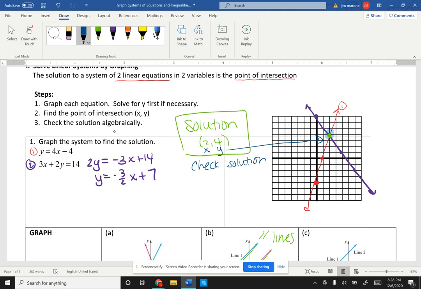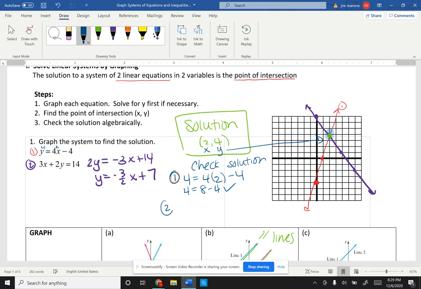So if we check the solution in my first equation, I substitute x is equal to 2 and y is equal to 4. So in my first equation, I substitute x is 2 and y is 4. So 4 is equal to 4 times 2 minus 4. So again, I put 4 in here and 2 in here. Now I just make sure that each side is equal to each other. And that's a true statement.